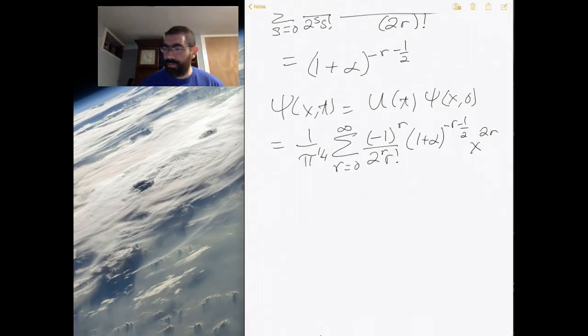Where we can now write this as 1 over pi to the 1/4. Well, actually I'll stop here. In the next video, we'll actually try and reduce it a little further and try and get away from a Taylor expansion and get to an exponential.